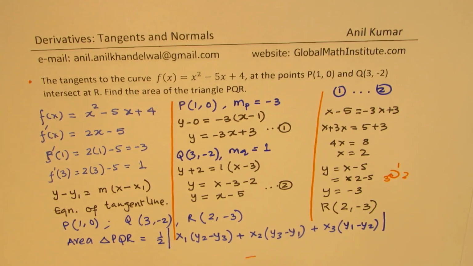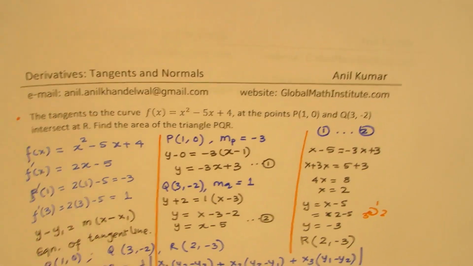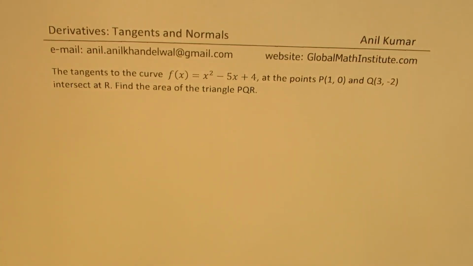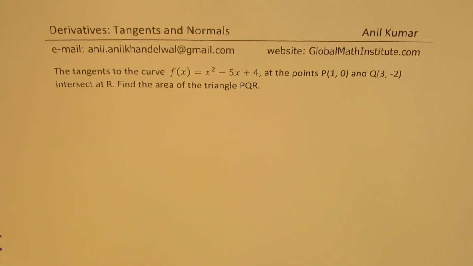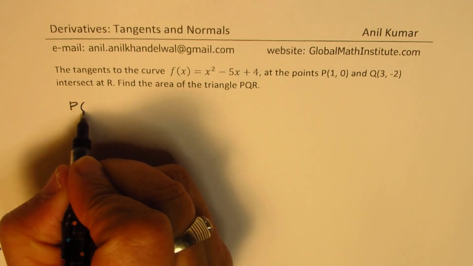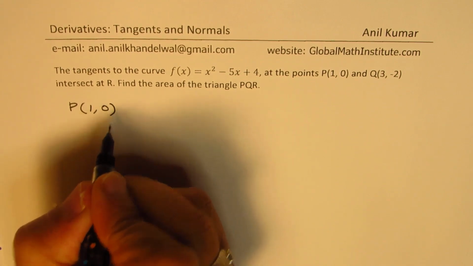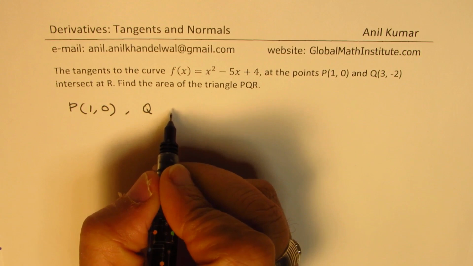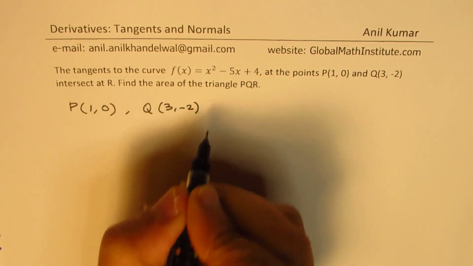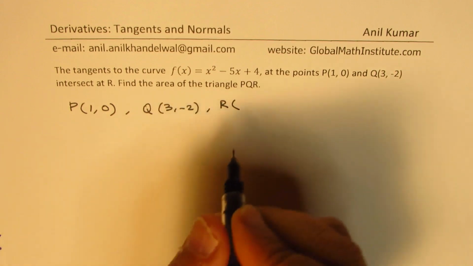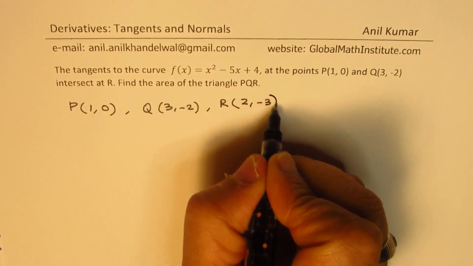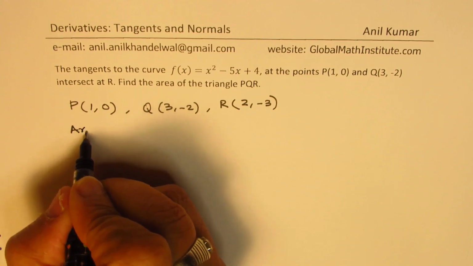So that is the area of the triangle. We can find the area of any scalene triangle using this formula. So you can actually pause the video, use this formula and find the area. We'll do the calculation of this area on the next page. Let me copy the values once again. We have P as (1, 0), the point Q as (3, minus 2), and we found point R as (2, minus 3).